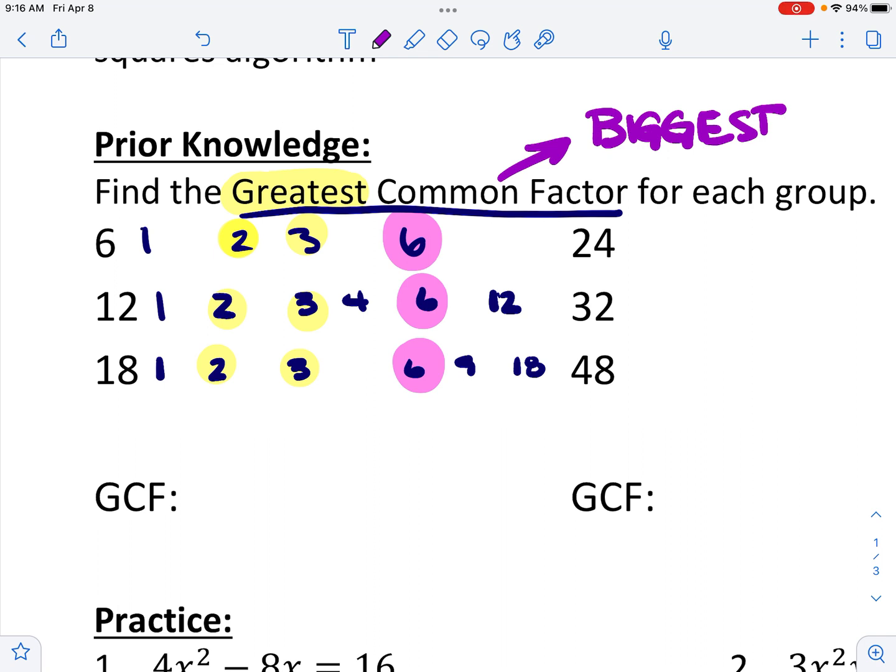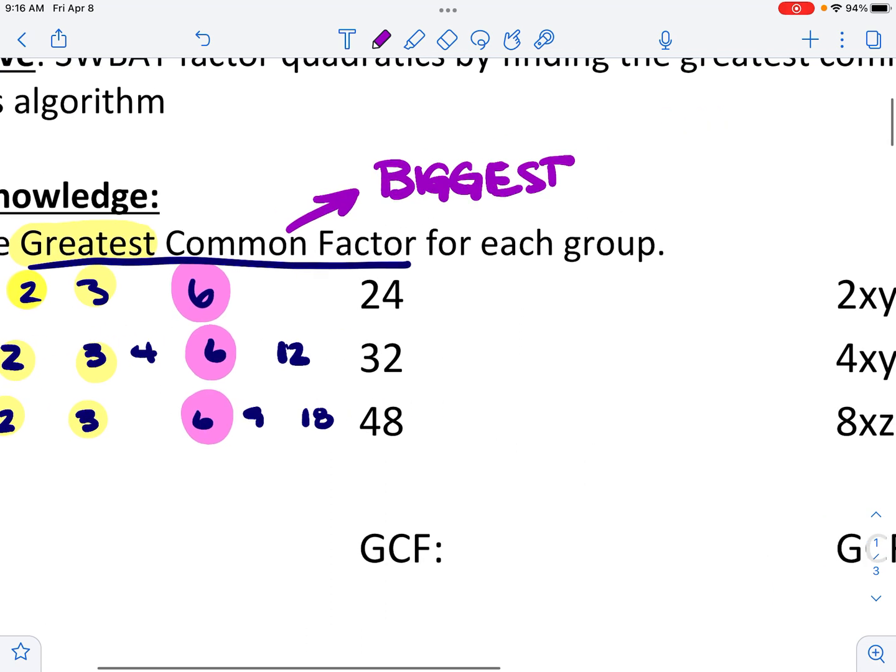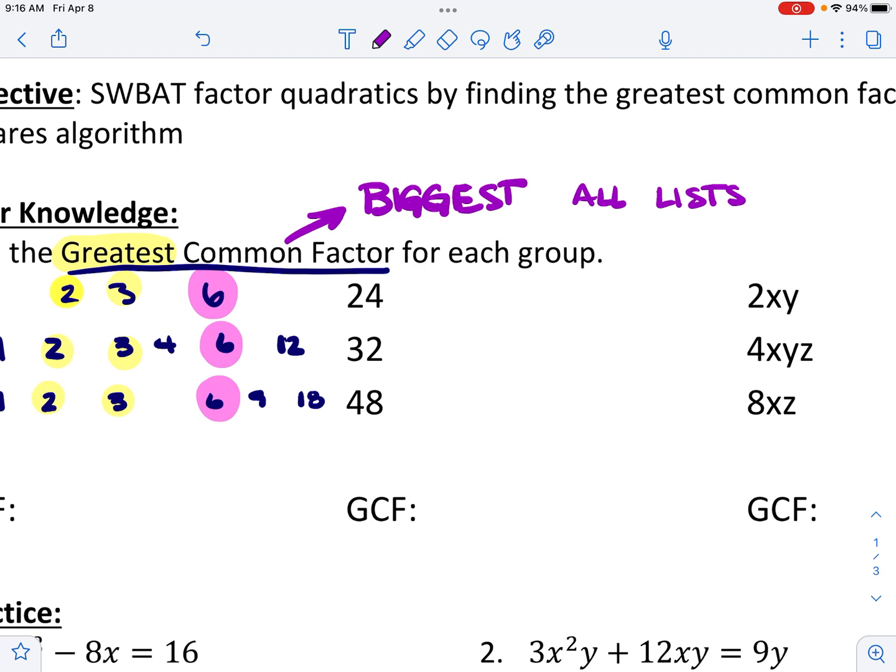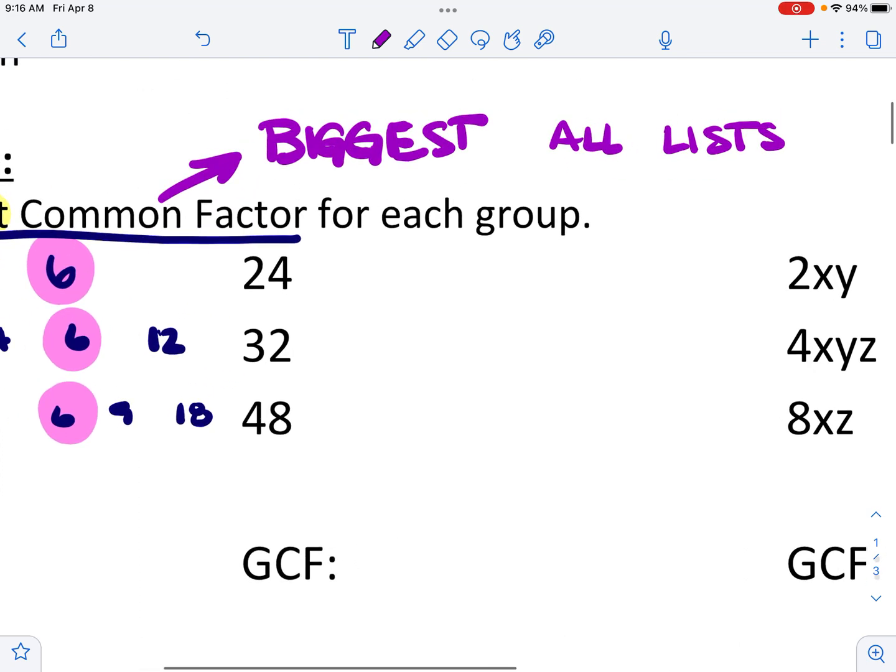So you could say, oh, well, 18 is the biggest number, but 18 isn't in all 3 lists. 9, it's not in all 3 lists. So you have to pick the biggest number in all 3 lists, or all of the lists. So it gets kind of hard when the numbers get big.